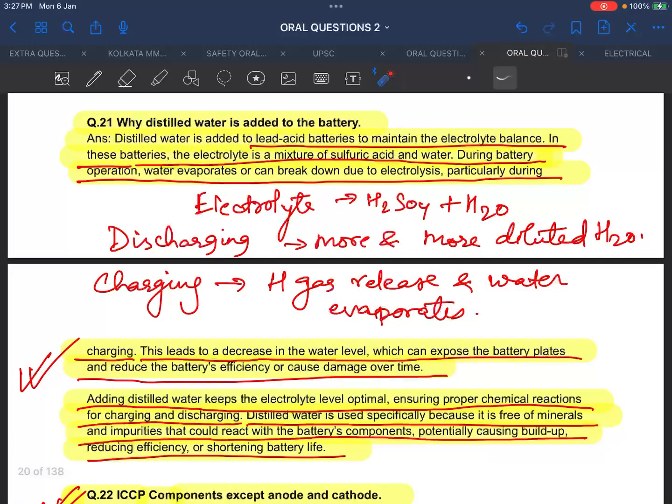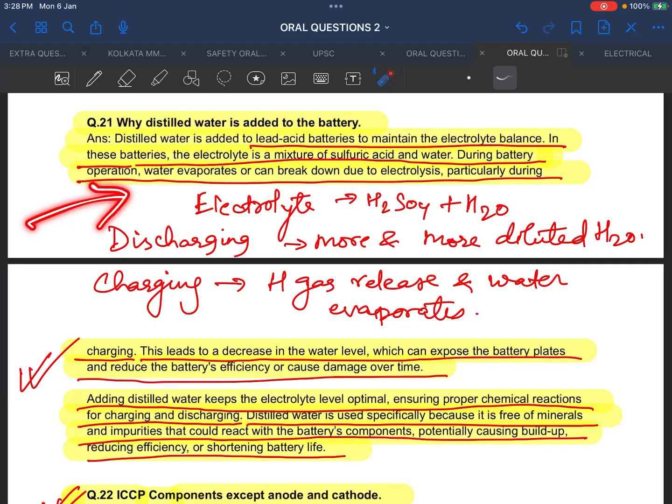Why is distilled water added to the battery? The next question may be asked by the surveyor: why is distilled water added to the battery? The main purpose of the distilled water is very simple, to maintain the electrolyte level and balance, because at the time of discharging, when the load is connected, current will be discharged more and more.